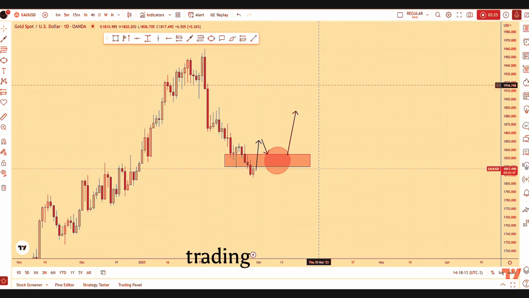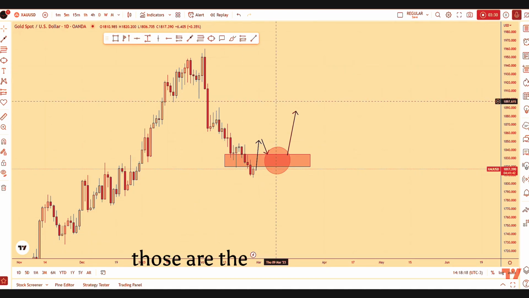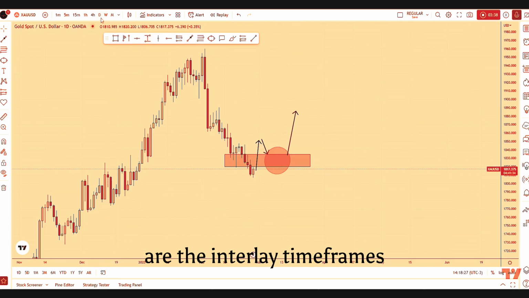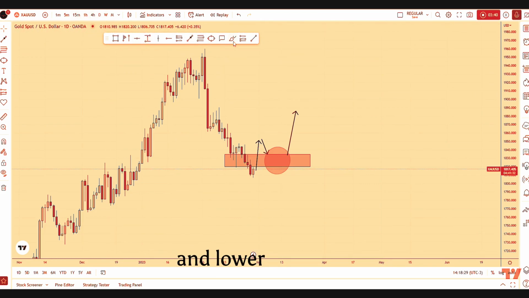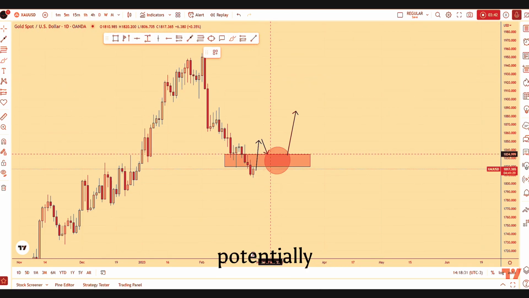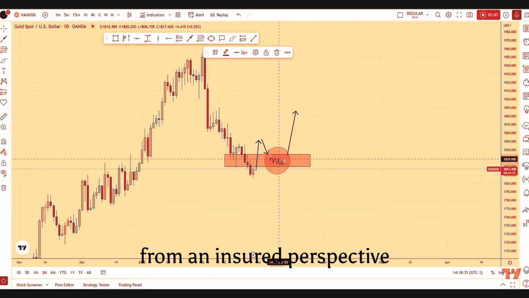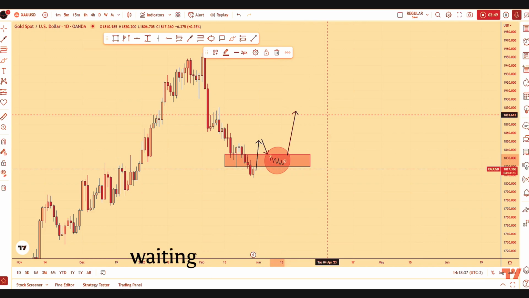Now, as usual, trading is reactive and not predictive. The monthly, weekly, and daily data, those are the best time frames from a directional perspective. However, when it comes to confirmations and entries, the best time frames are the intraday time frames, so 4 hour and lower. Therefore, what we could be doing, potentially also with students, is monitoring price action from an intraday perspective during this move to the downside, waiting for the market to shift from an intraday bearish market, as we would have, to an intraday bullish market.